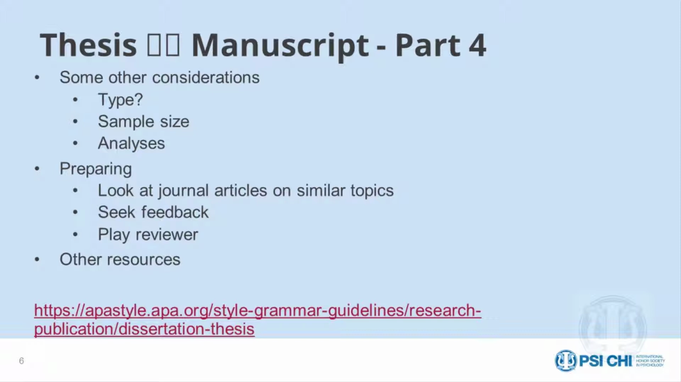So brief reports, not all journals have them, but some journals have a specific section for brief reports, which are typically just a single study. They do have a pretty strict word limit. So in terms of cutting down your thesis, a lot more will need to be done there.